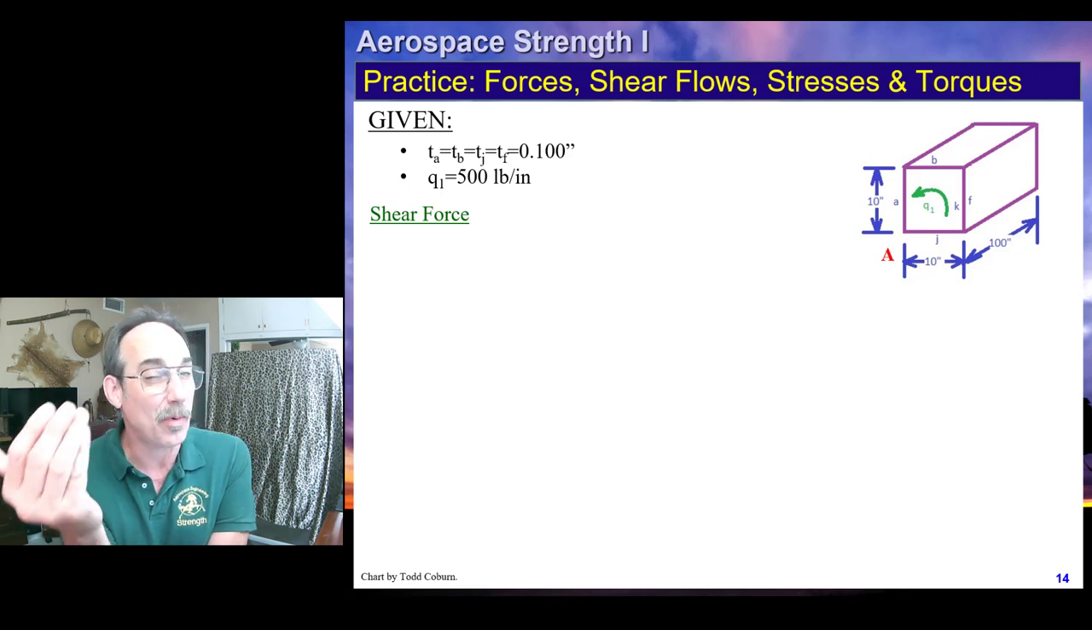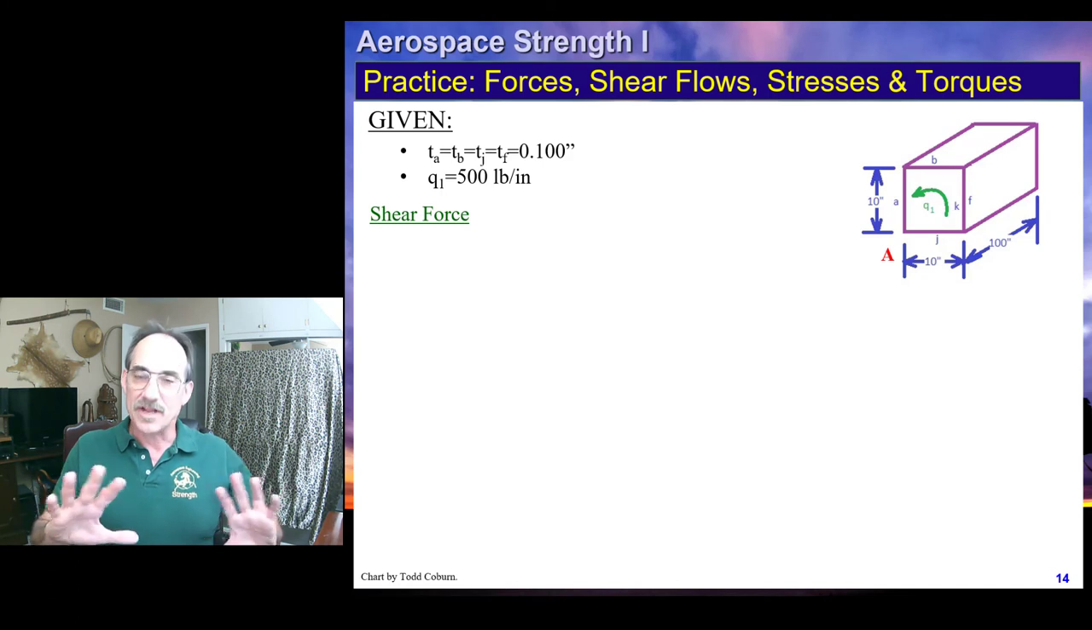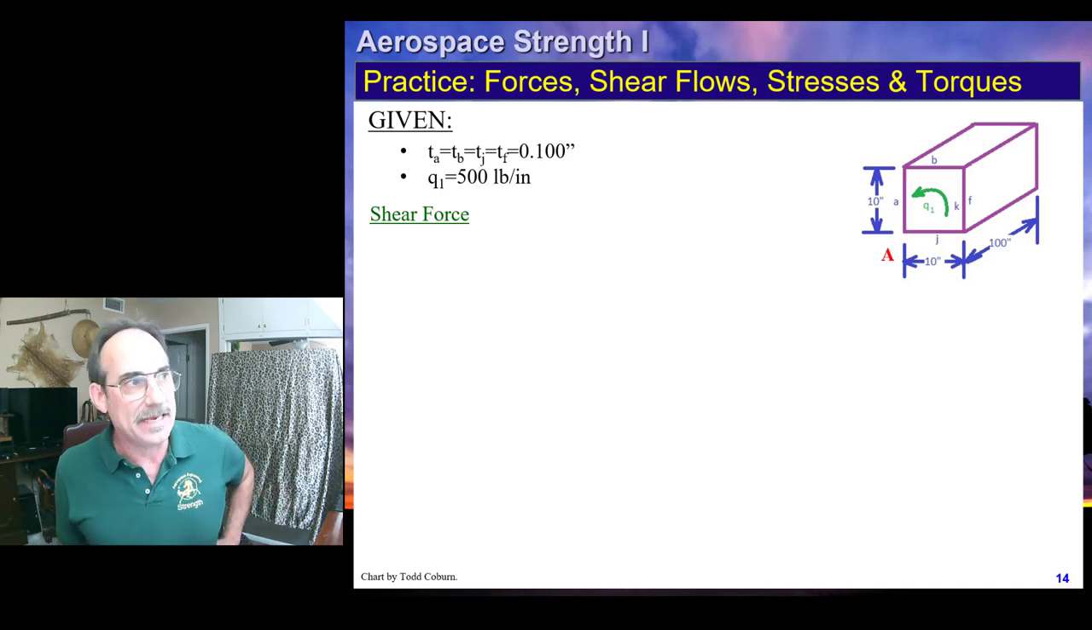The reason this is an important topic is it helps us understand the contribution of the different elements of these beams. This particular question is saying all these thicknesses are the same. This is a hollow beam, which means it really should have another line going like this.